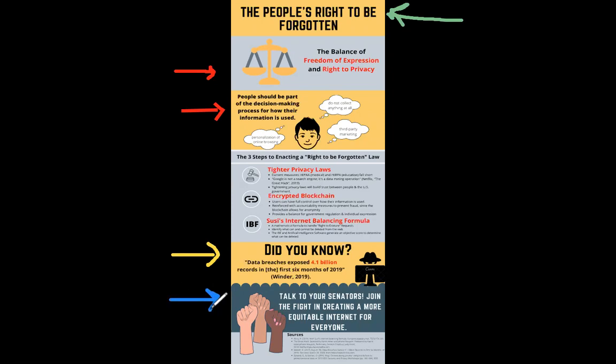So the kairos, or the call to action. Talk to your senators, join the fight in creating a more equitable internet for everyone. While providing all of this information is great, you kind of have to provide a way for the audience to even get involved in this whole movement in the first place, so you can see the validity or the meaningfulness of the information.